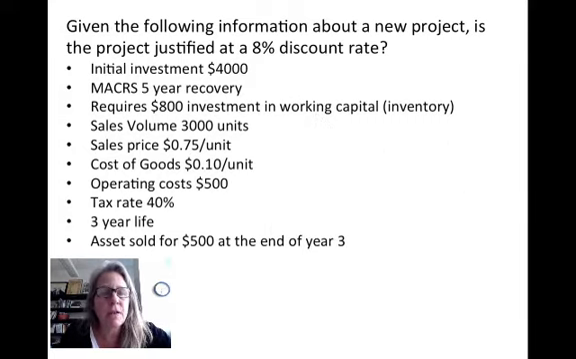Sales volume is 3,000 units. Sales price is 75 cents a unit. Cost of goods is 10 cents a unit. Operating cost is $500. Tax rate 40%. 3-year life, and we have the sale at the end of the 3 years. I'm going to go ahead and show you how to do this in an Excel spreadsheet.